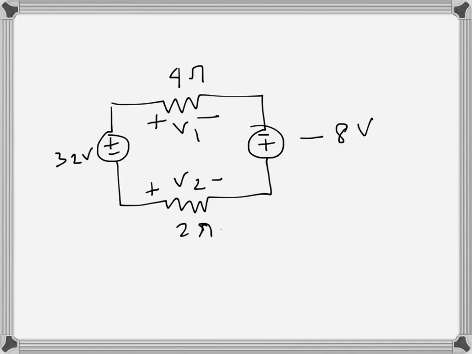Okay, so this circuit is given. We need to find the value of V1 and V2. We will use KVL and Ohm's law for that. So let's first assign a current and a direction.